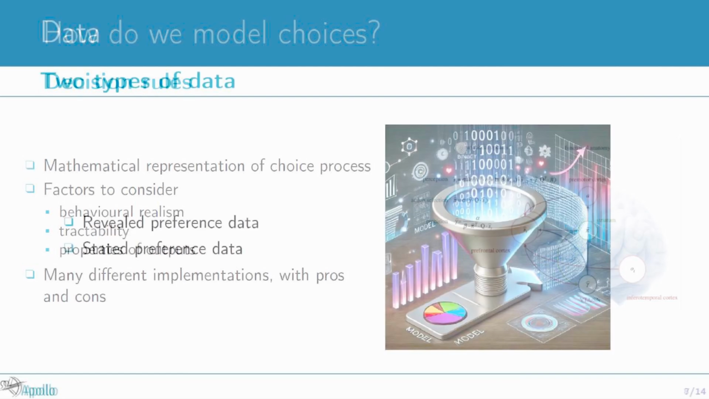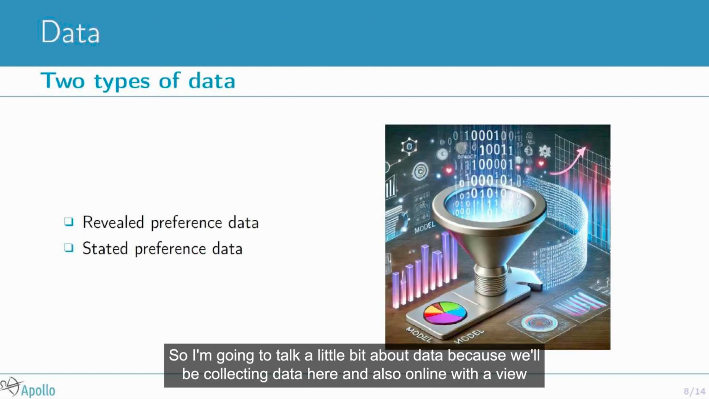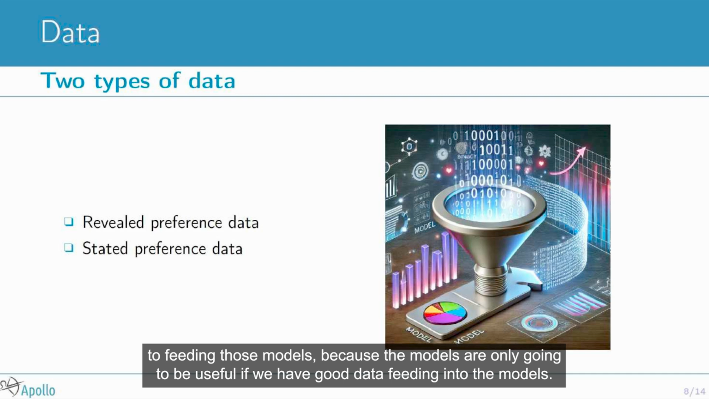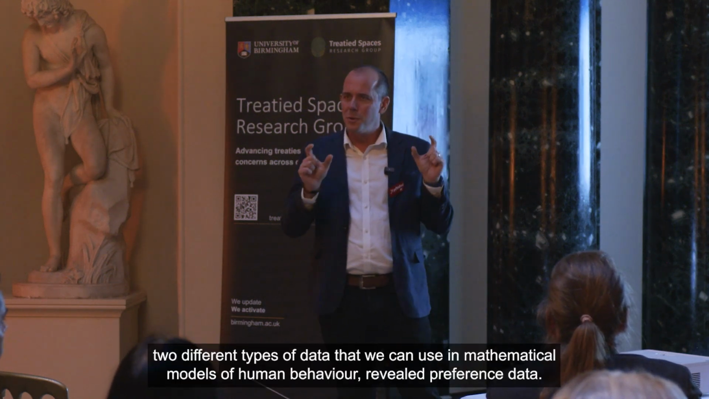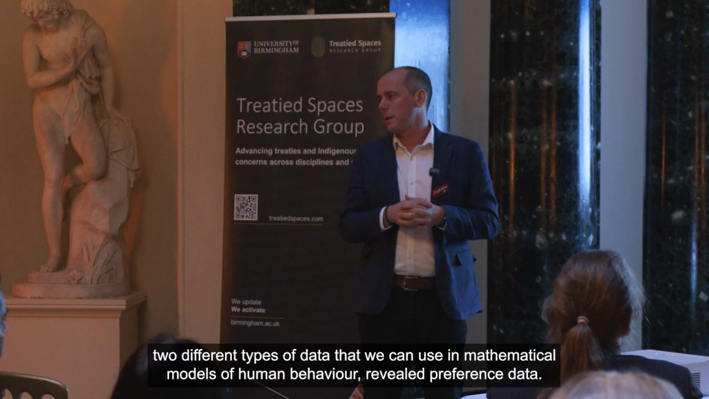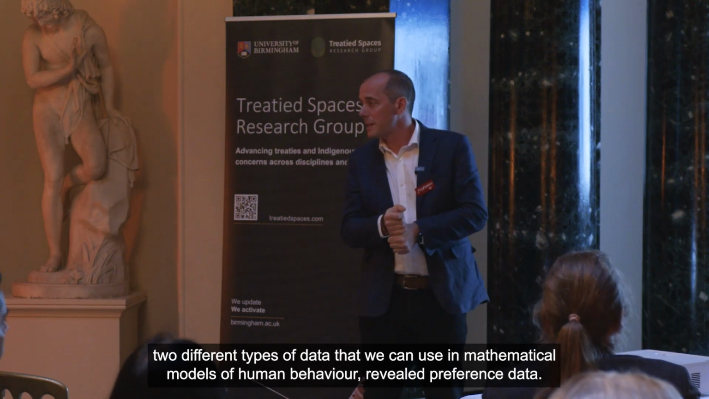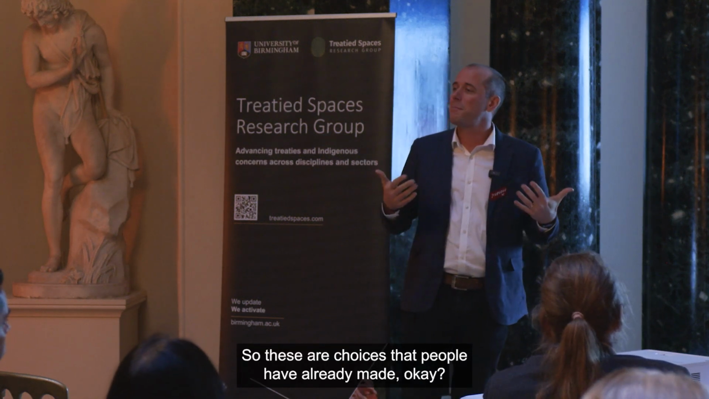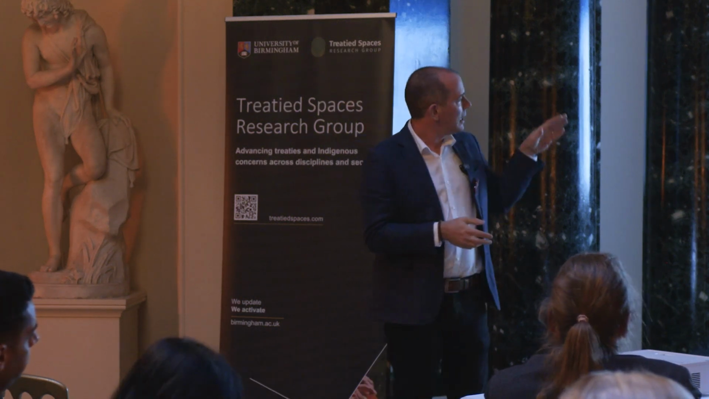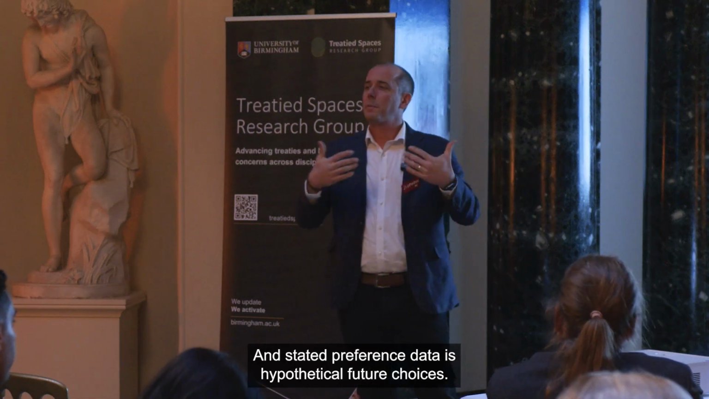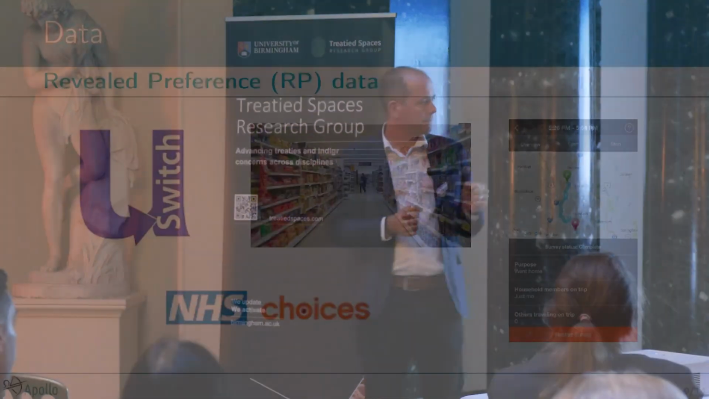Thanks, Charles. Okay, so I'm going to talk a little bit about data because we'll be collecting data here and also online with a view to feeding those models, because the models are only going to be useful if we have good data feeding into the models. And I'm going to explain over the next couple of minutes two different types of data that we can use in mathematical models of human behavior. Revealed preference data, so these are choices that people have already made. Okay, so we're trying to understand choices they've already made. And stated preference data is hypothetical future choices.